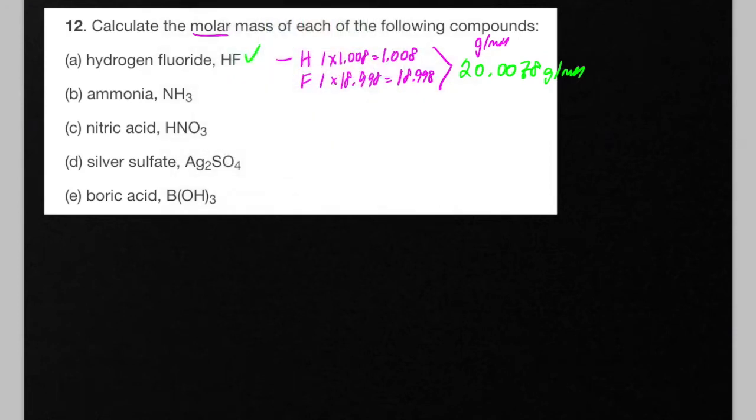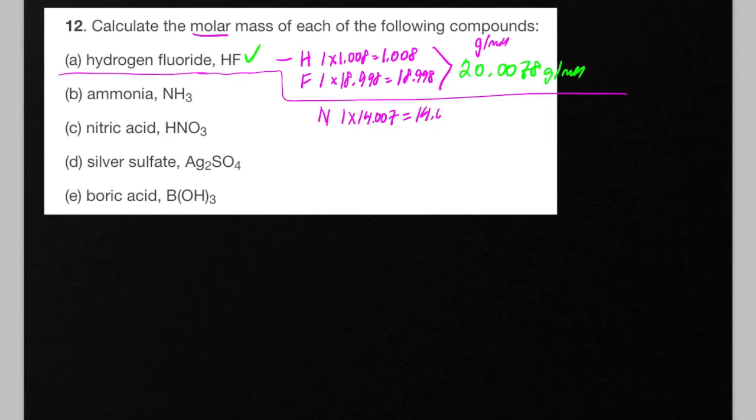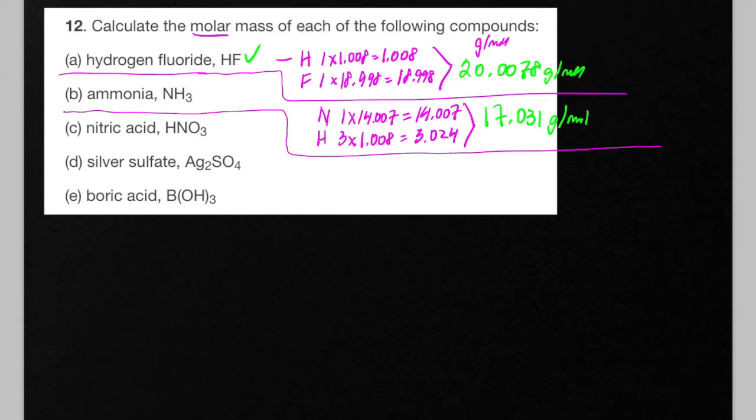Now ammonia has 1 nitrogen and 3 hydrogens. So in a similar fashion, we would work on that. So ammonia, we have a nitrogen. One of those weighs 14.007, and we only have one. And we have hydrogen, and we have 3 of those, so we need to multiply the number we find in the periodic table by 3. Okay, and then as before, we add these up. We take the sum of all of the different types of atoms, 14.007 plus 3.024, and we would get, in this case, 17.031 grams per mole.